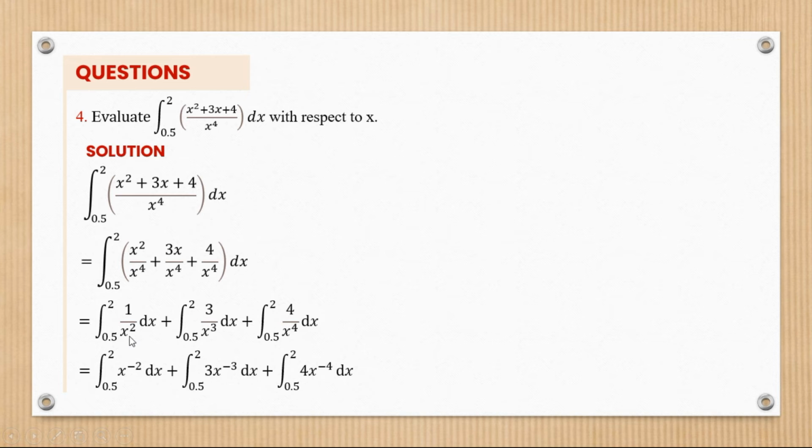Next we can move the denominator values to the numerator. So we have x to the power negative 2 right here, here we have 3x to the power negative 3, and here we have 4x to the power negative 4. And now next we can integrate. So integrating this side, here we have negative 2 plus 1 over negative 2 plus 1.